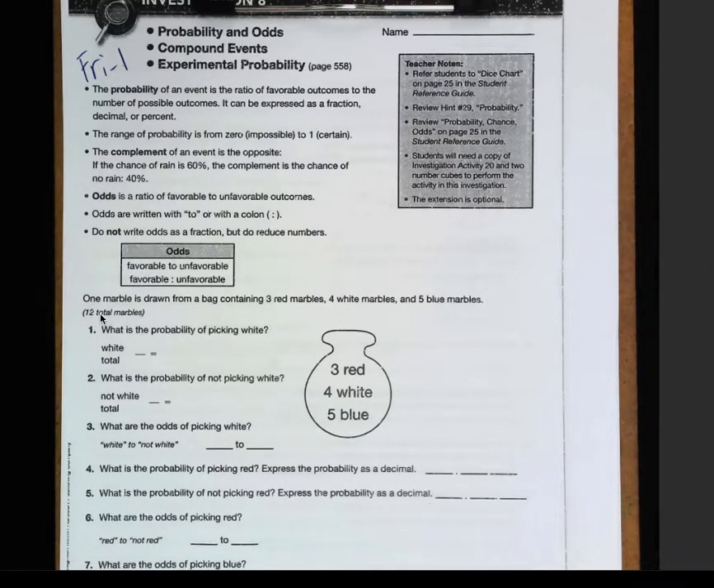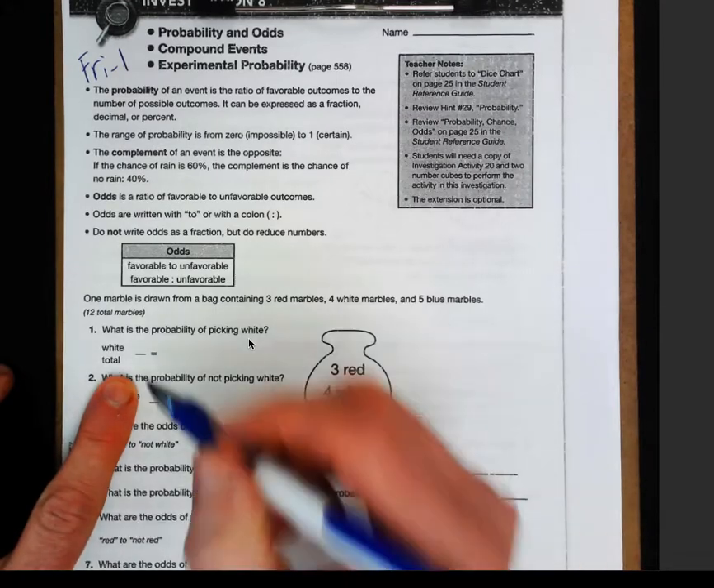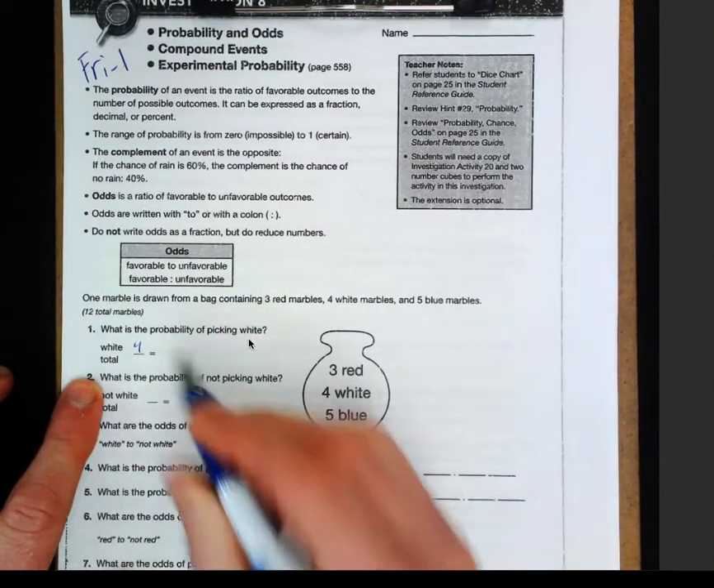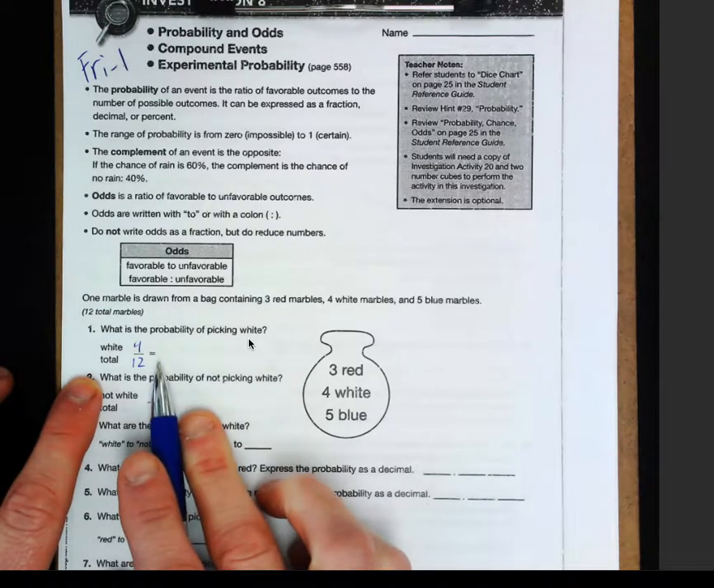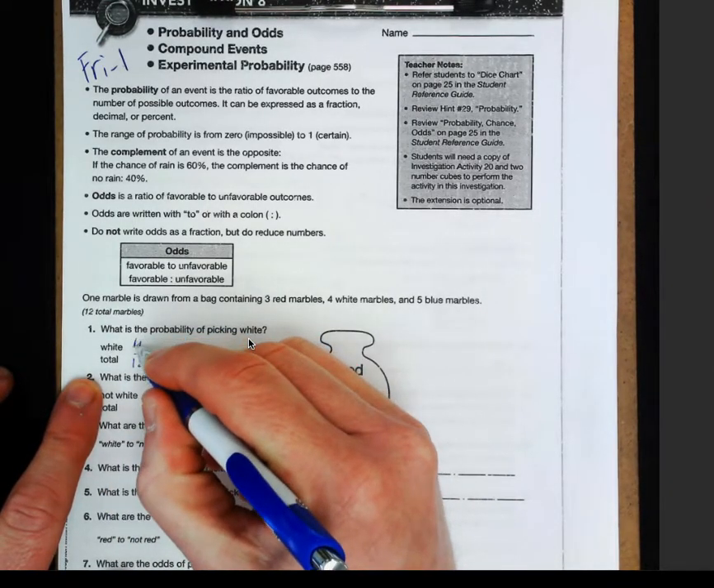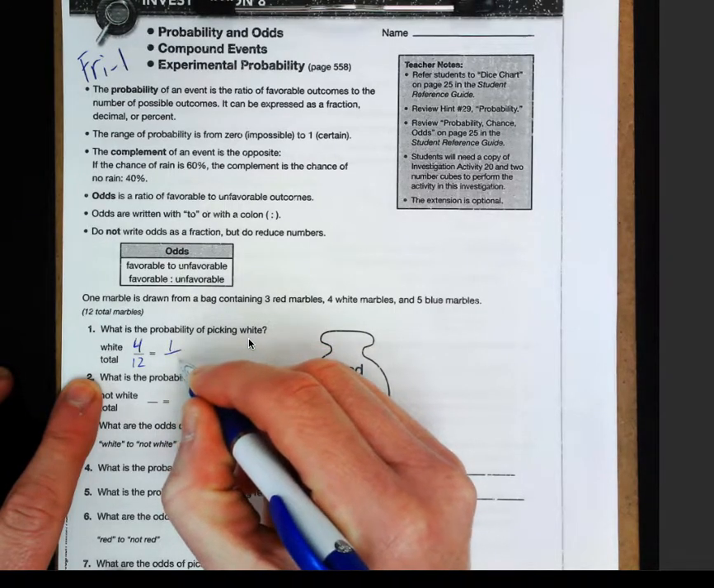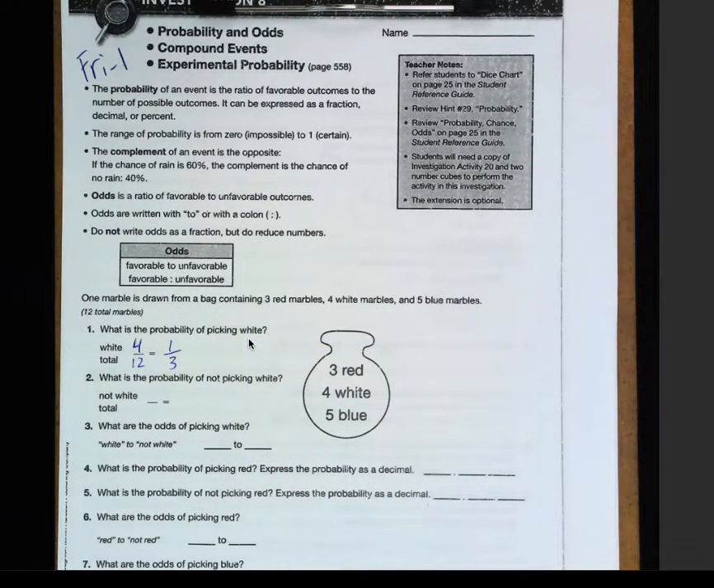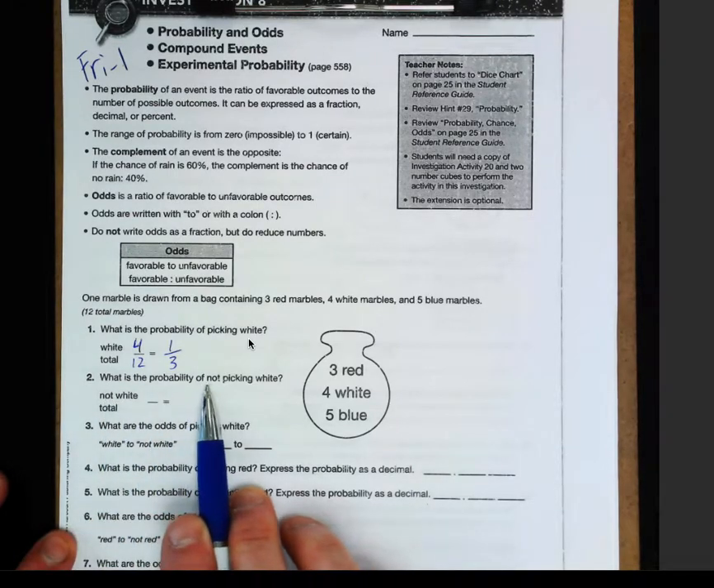One marble is drawn from a bag that has 3 red, 4 white, and 5 blue marbles. They did the math for you, a total of 12 marbles. What is the probability of picking a white? There are 4 white. There are a total of 12. So I have 4/12. Now they have an equal sign because this isn't reduced. I divide by 4, I get 1. I divide by 4, I get 3. That equals 1/3. Then they ask me, what is the probability of not picking a white?